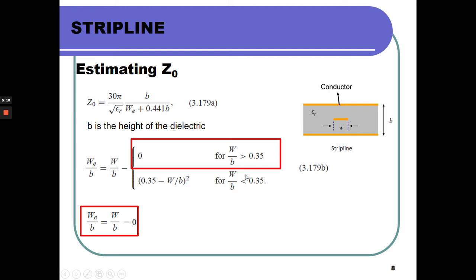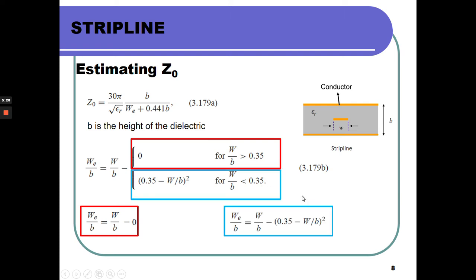However, if this becomes bigger, let's say W is 0.5 and B is 1, so this is bigger than this, right? Then this will be satisfied, which is here. So we need to write like this. We take this one and replace it here. So WE by B is equal to W by B minus the whole thing, and then we put our W by B value and estimate this one. Then we find WE and put it here. That's how Z0 is estimated.